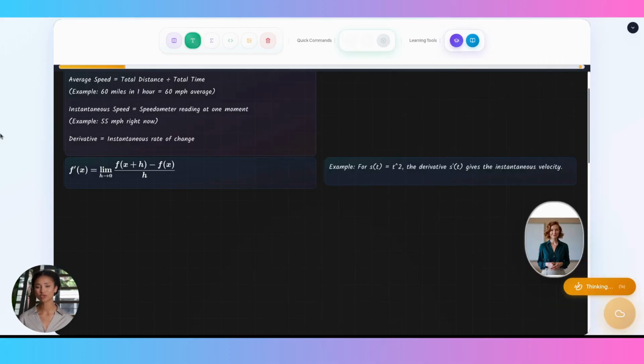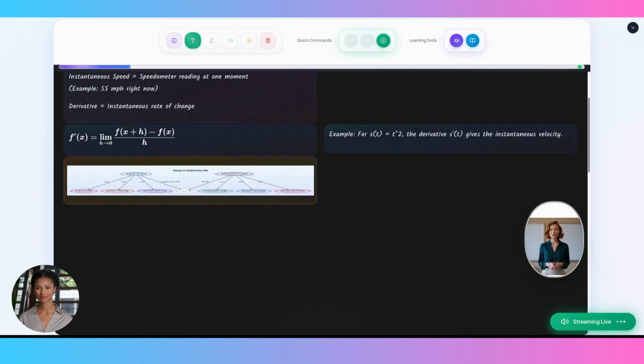So far, what I understand is that derivatives are basically about how a function changes, kind of like measuring the slope of a curve at a specific point. And I remember there's this formula with a limit, something like the difference in the function's value over a small change in x. As that change gets really, really small, I'm starting to get it, I think.